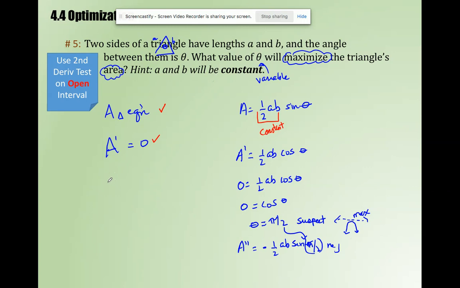So what value of theta? When theta is equal to pi over 2 or 90 degrees. And since you're in a triangle, you want to answer degrees, that would be fine. And this should make sense.